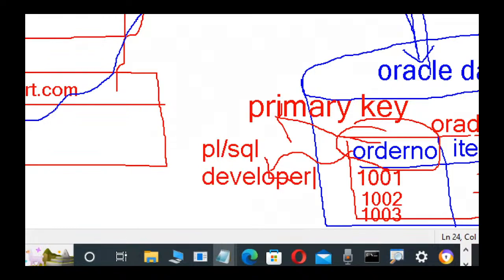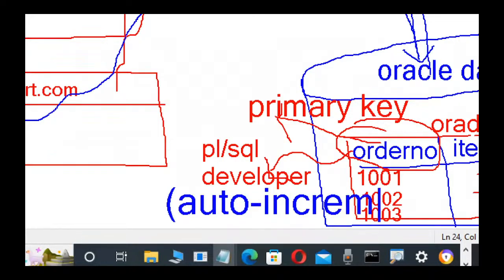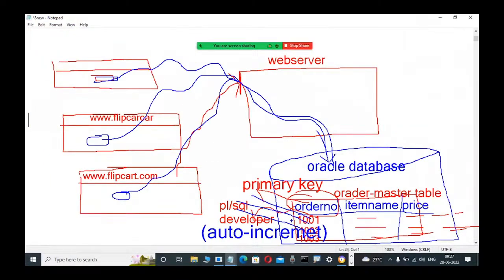So what is that? Auto increment is a concept in real-time projects. Through that, they are writing coding only: sequences, triggers, some coding is there. They write it so that this will be generated automatically. Java, .NET, Python developers also have an idea of auto increment, generating the primary key values automatically. That's why, to maintain these types of things, specialized professionals are required. That is called PLSQL developers.